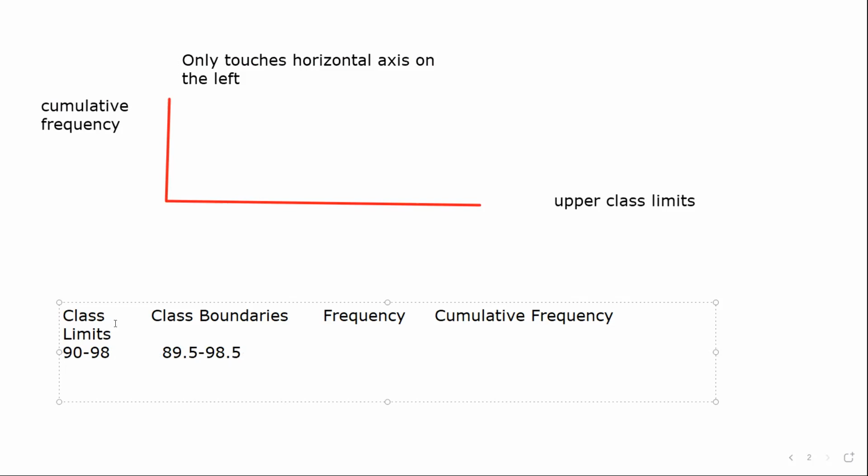So 99 to 107. The boundary is 98.5 to 107.5. And then we're going to have 107.5 to 116.5, because this was 108 at this point. I have to catch up to you. 116.5.